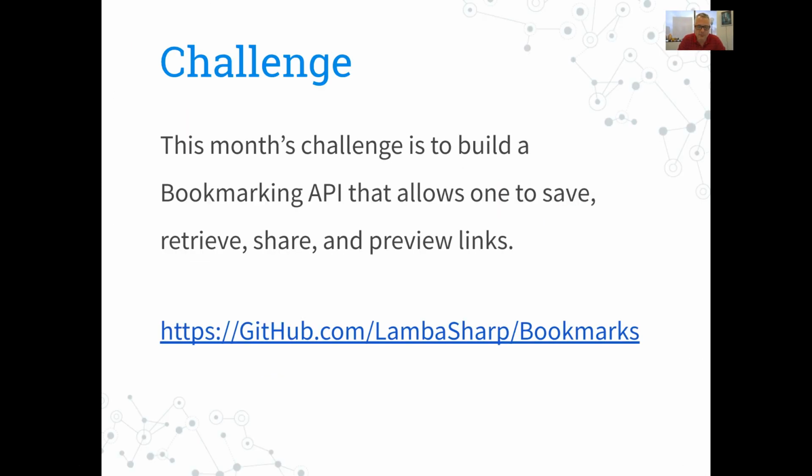Basically what you would expect it to be: you can submit URLs, it remembers them, it provides a shortened version of the URL, and it also generates a preview link with the metadata of the page it is pointing to. The challenge itself is located on our LambdaSharp GitHub repository under Bookmarks. Every challenge we do is structured in different levels, so that beginners as well as more advanced developers can always have a sense of achievement.